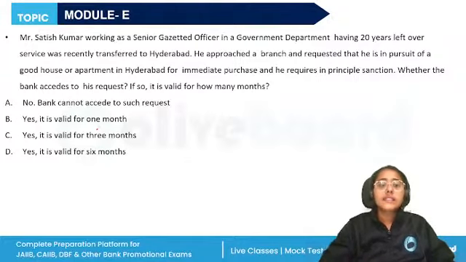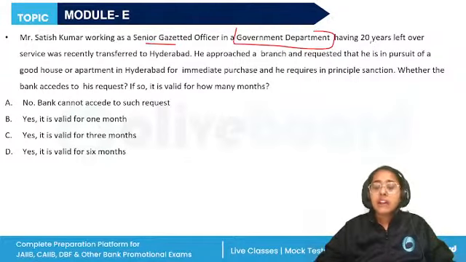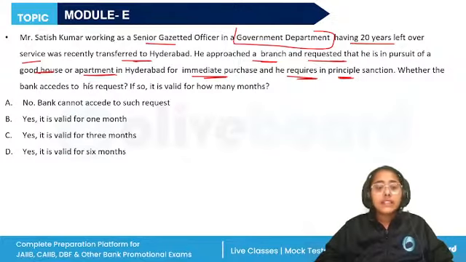Satish Kumar, working as a senior gazetted officer in a government department, having 20 years left over service, was recently transferred to Hyderabad. He approached a branch, and requested that he is in pursuit of a good house or apartment in Hyderabad for immediate purchase, and he requires an in principle sanction. Whether the bank accedes to this request, if so, it is valid for how many months?